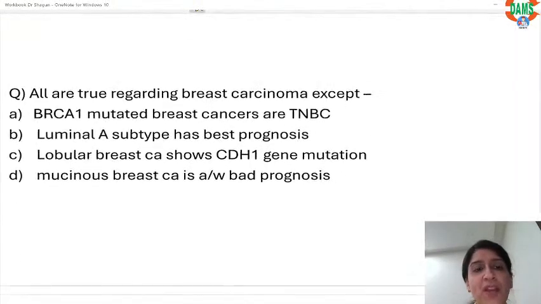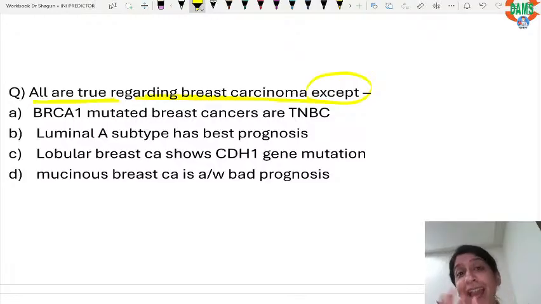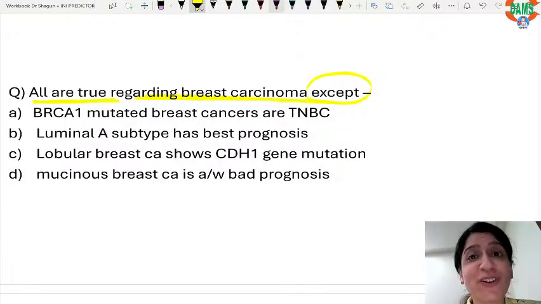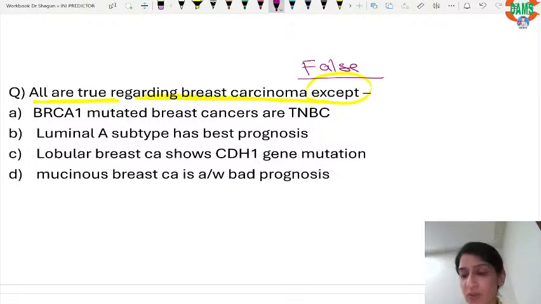Next question. All are true regarding breast carcinoma except. See, I have purposefully kept these except questions because they are very confusing. So carefully, in a hurry we forget to read the except. No, you're not going to do that. So basically I'm being asked what is the false statement. Okay, let's talk about this.